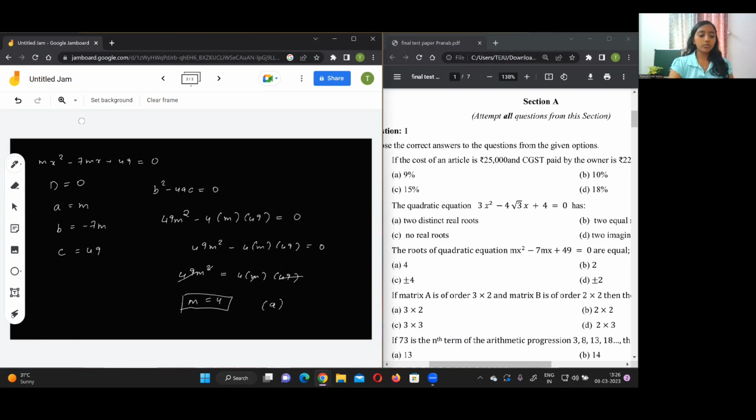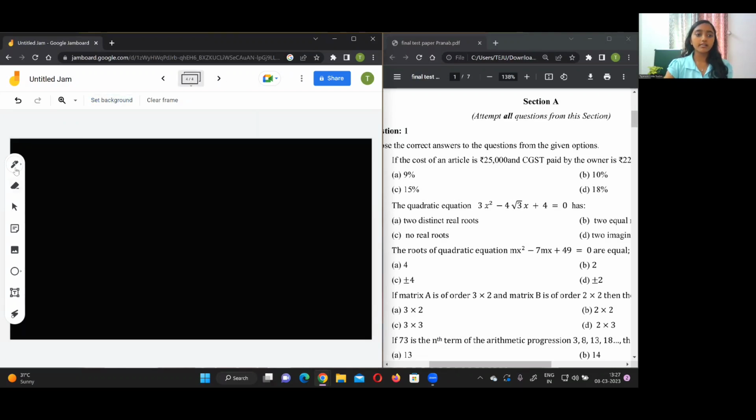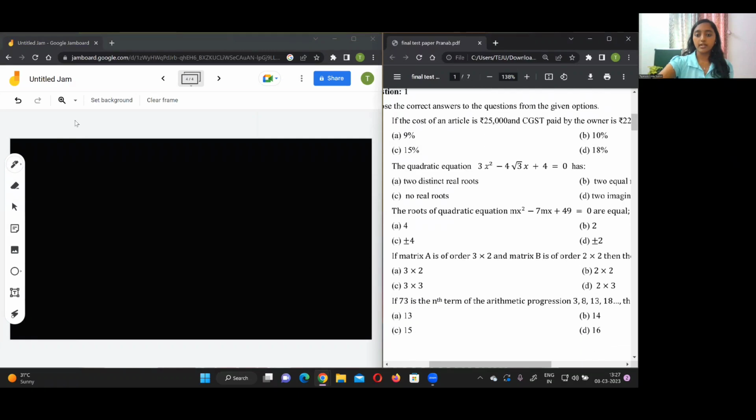So this was again a very simple question. A lot of questions will come based on roots of the quadratic equation. You just need to know the basic b square minus 4ac is the discriminant, and you need to remember the properties for each of the conditions so that you can get the answer.